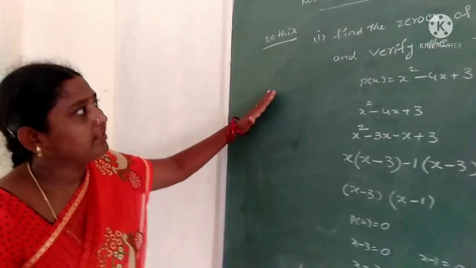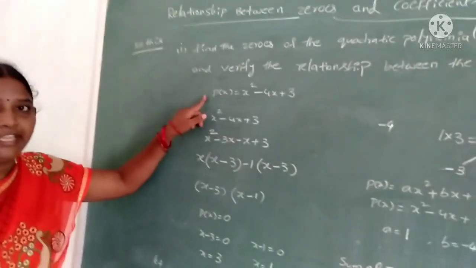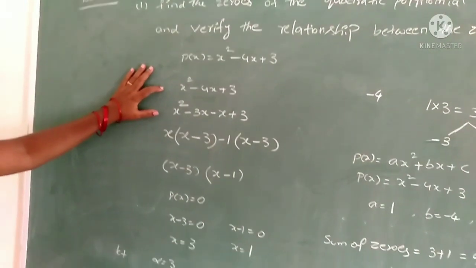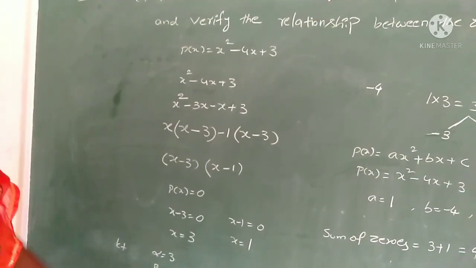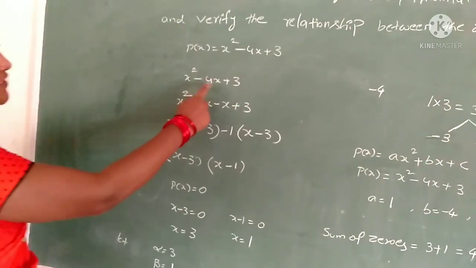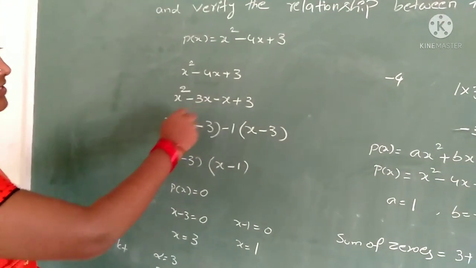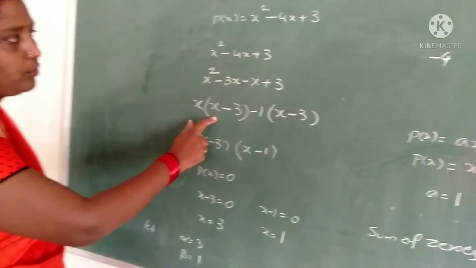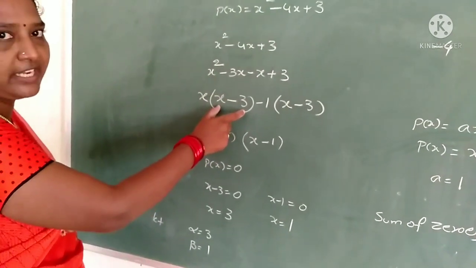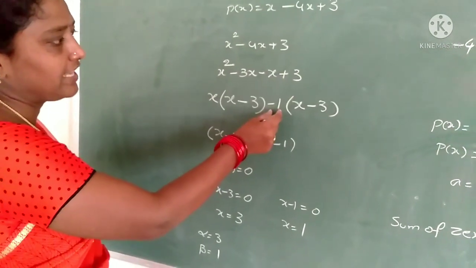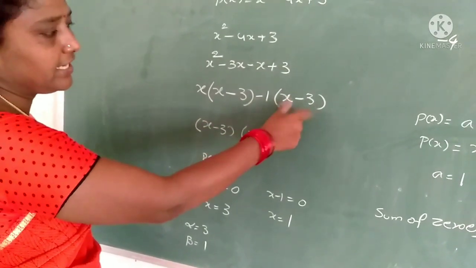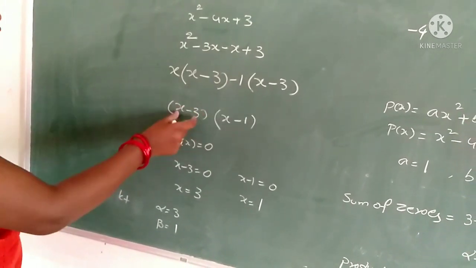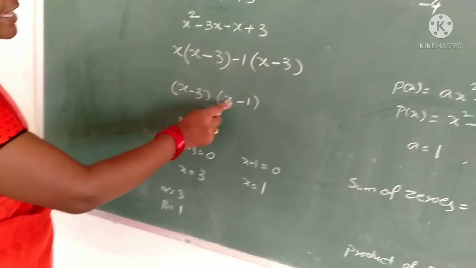Next we repeat this problem again. First write the quadratic polynomial. Next we find the factors. Splitting the middle term, minus 4x as minus 3x and minus x. First we take the common value x and write the remaining value. Next, from these two terms take the common value minus 1 and write the remaining values. Next, taking common value minus 3, the remaining value is x minus 1.